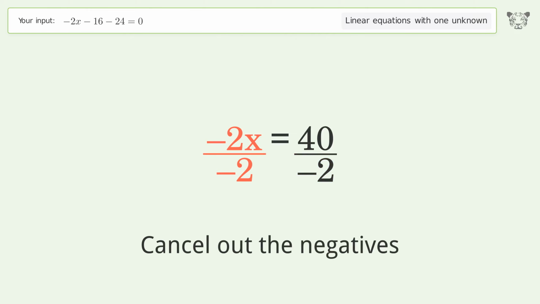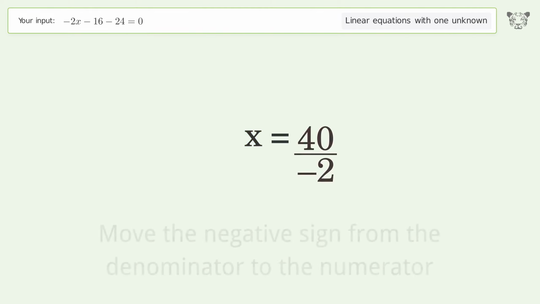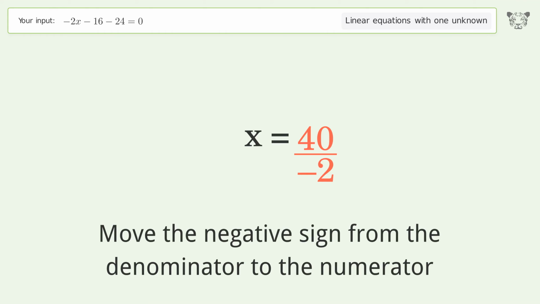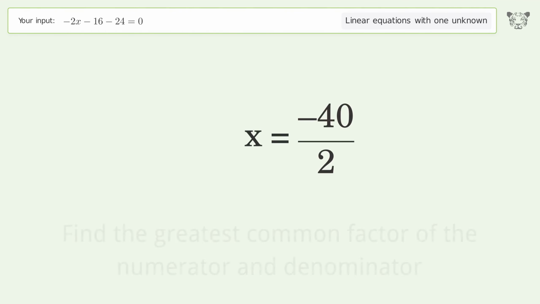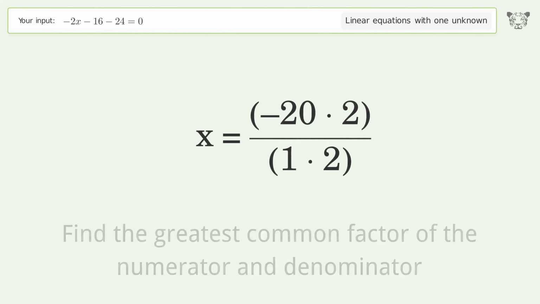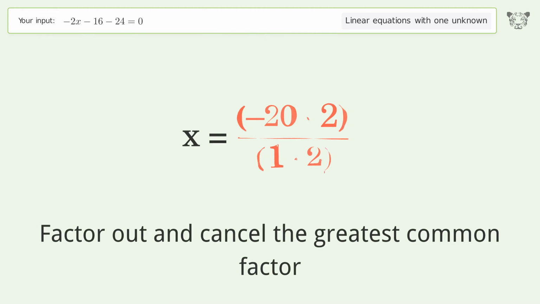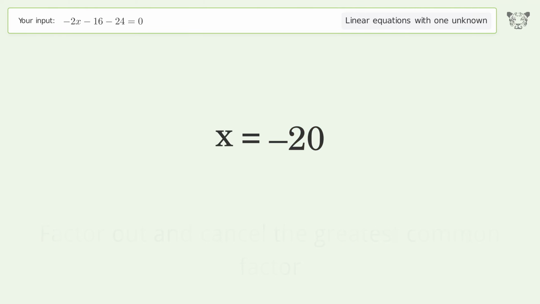Cancel out the negatives. Simplify the fraction. Move the negative sign from the denominator to the numerator. Find the greatest common factor of the numerator and denominator. Factor out and cancel the greatest common factor. And so the final result is x equals -20.